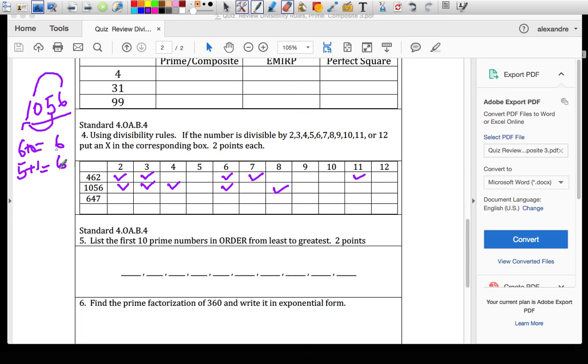That's going to give you 6, and if you subtract those, it gives you 0. Again, remember, a 0 or any multiple of 11 makes 1056 divisible by them, so that's a check. 12, did it work for 3 and 4? Yes, it did, so there's a check there.